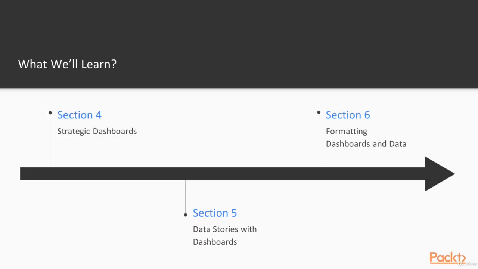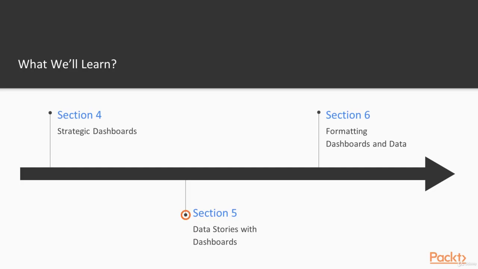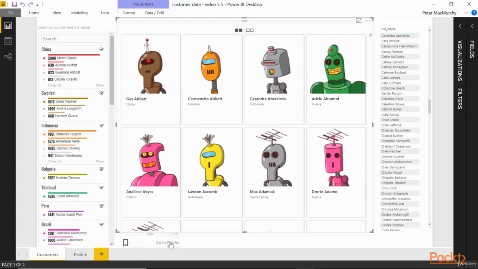After that, we'll build a high-level dashboard targeted at the C-level executive. This will get our feet wet with publishing to the web and mashing up in the Power BI service. We'll take a look at Power BI's tools for telling data stories. We'll build this customer profile browser.